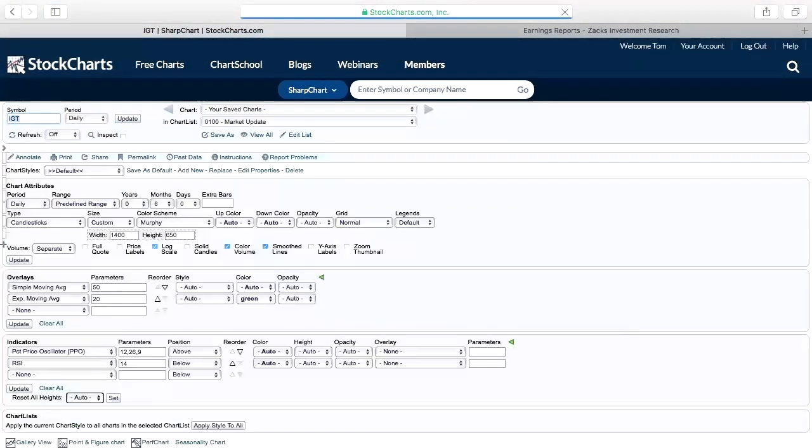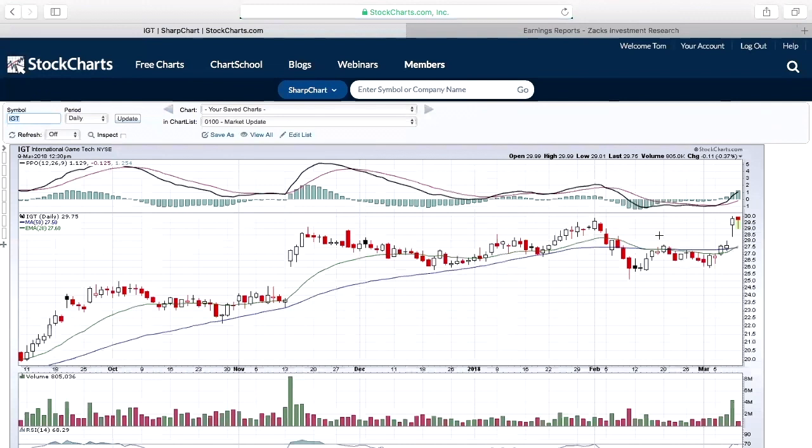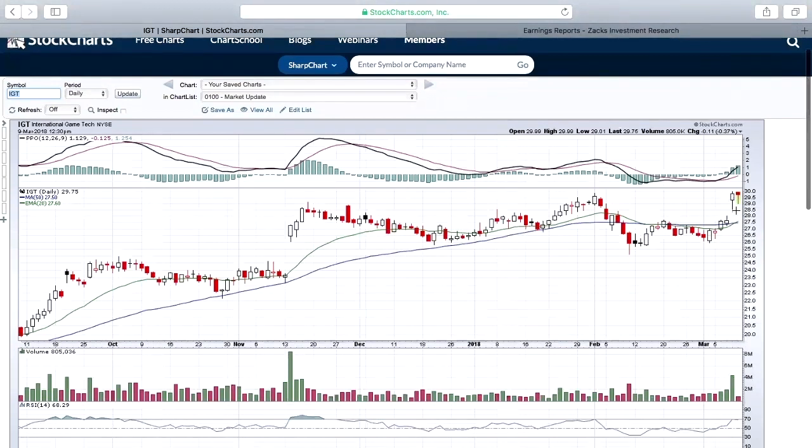IGT. Talked about this one yesterday. It's in the gambling area, International Game. I love this candle. In fact, this pullback, if it had gone back a little bit further, I probably would have bought it today. I was looking at it. It had a red candle back down to about 29.30, and I was looking to see maybe if I get a little bit cheaper. It's now reversed back up.